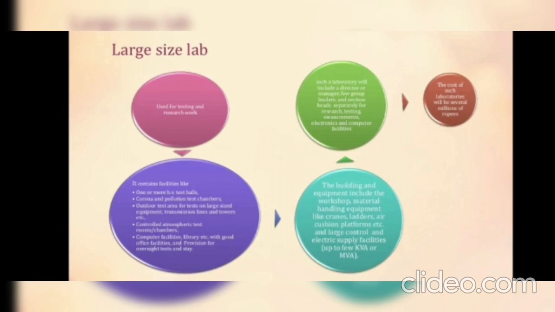Such labs have outdoor test areas to test large size equipment, transmission lines and towers. To test such imported equipment, the test lab is fully equipped with computer facilities and provision for an overnight stay. To handle big and large equipment, cranes and ladders are also available in large HV labs. The supply of such labs is in a few MVAs.